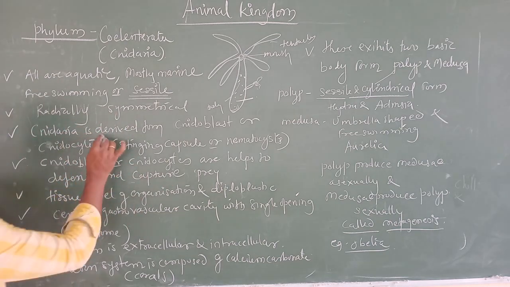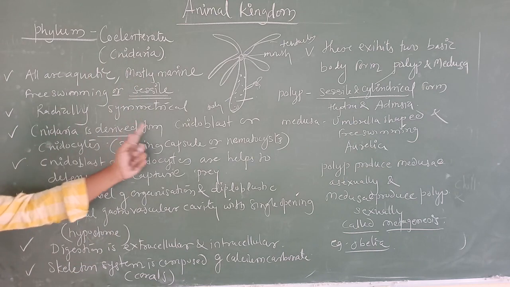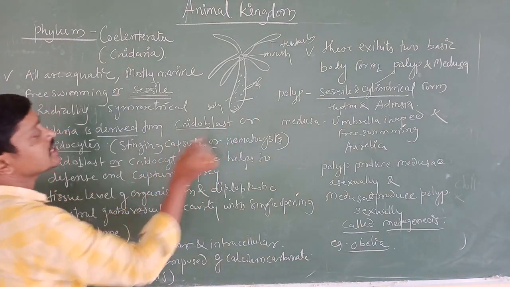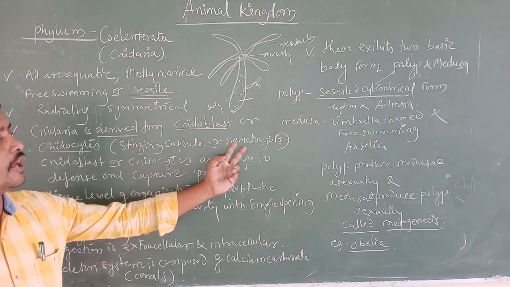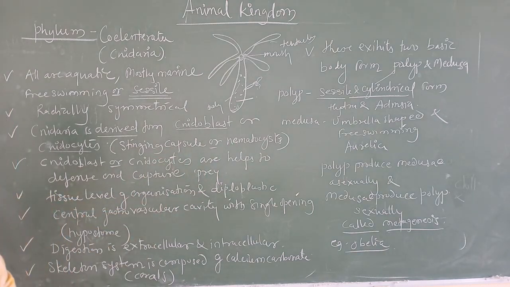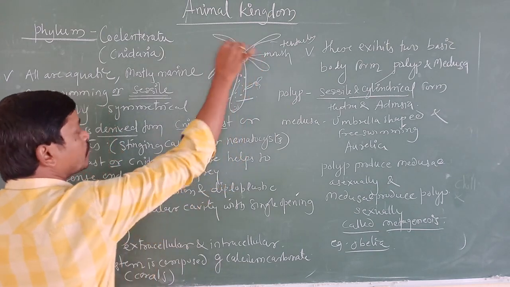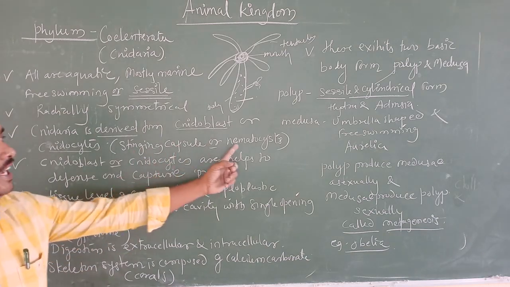Next, see here. Why do we call it Cnidaria? Why are we going to call it Cnidaria? Cnidaria is derived from the cnidoblast or cnidocyst. These two are very important. Cnidoblasts or cnidocysts are the type of cells which contain a stinging capsule or nematocyst. These are present near the mouth, and they consist of a stinging capsule or nematocyst.